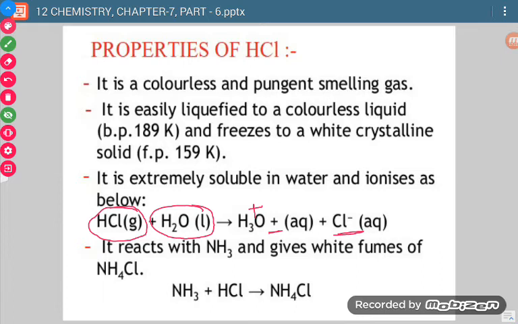When ammonia and hydrochloric acid come in contact, there is formation of white fumes. Those fumes are of ammonium chloride. So this test is also used to check the presence of ammonia. This is an important test.